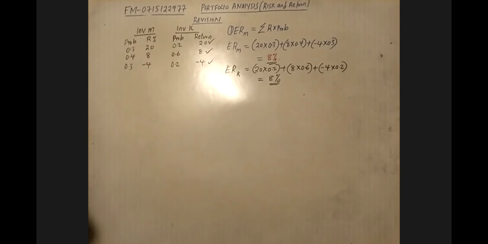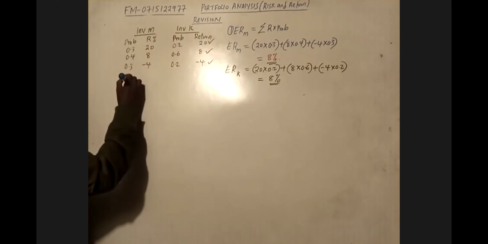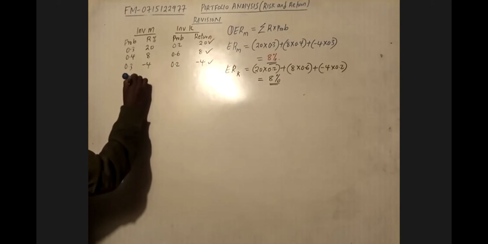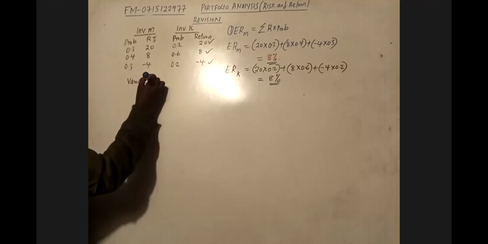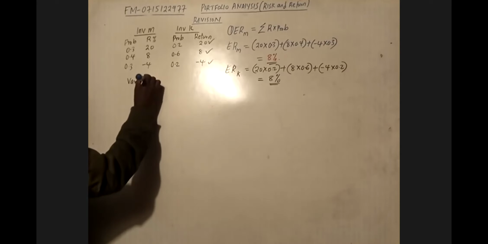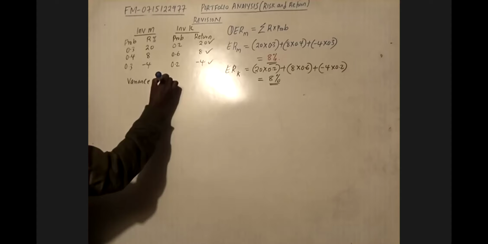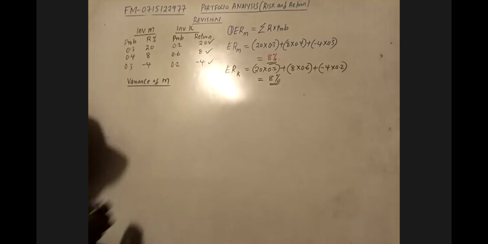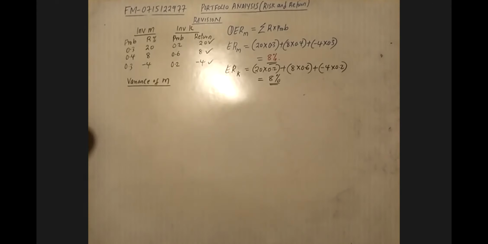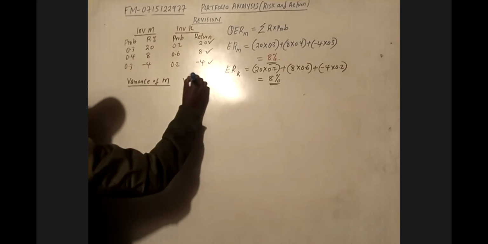Number 2, the question requires us to determine the standard deviation. For you to compute the standard deviation, we need to start with the variance. So let's start with the variance of investment M. You know the formula for variance. Let me just give it here.